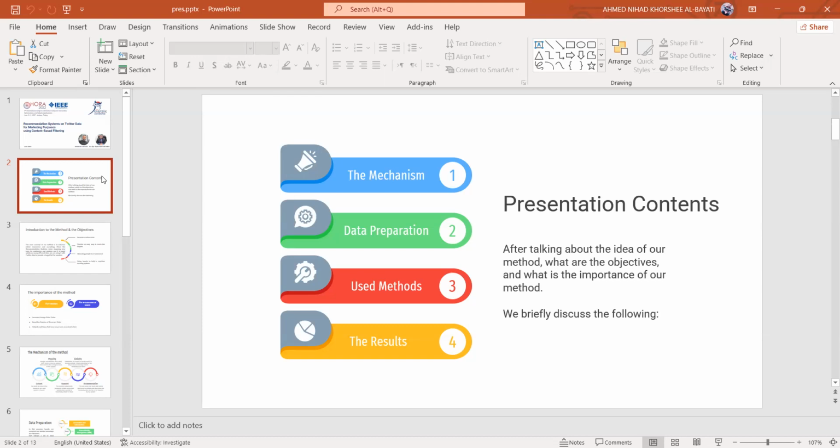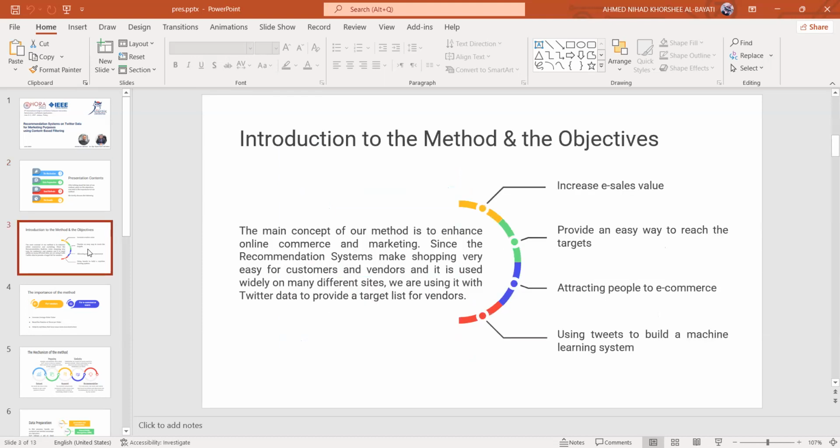After that, we will briefly discuss the mechanism of the application, the data preparation and the algorithms or used methods. Also, we will discuss the result and the conclusion. Firstly, the main concept of our method is to enhance online commerce and marketing. Since the recommendation system makes shopping very easy for customers and vendors, and it is used widely on many different sites, we are using it with Twitter data to provide a target list for vendors. Our project could be used as a useful tool for vendors to get a target list of Twitter users.